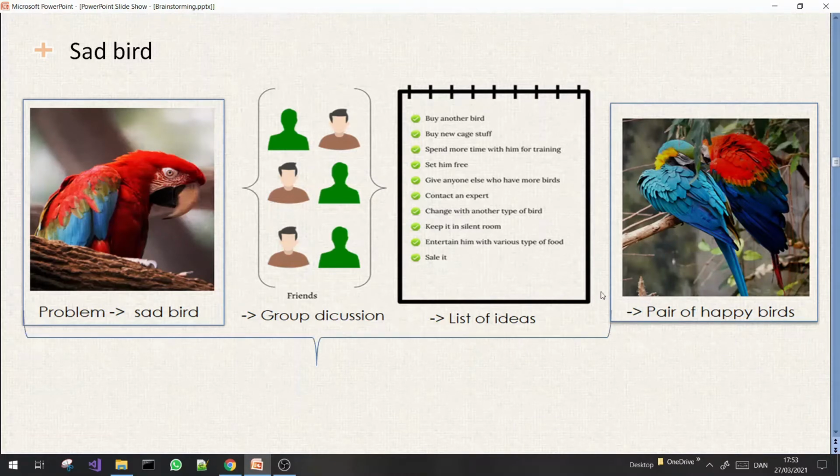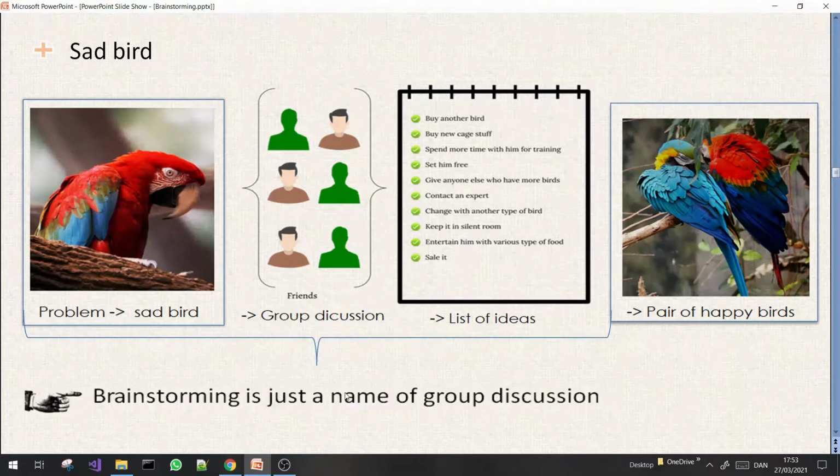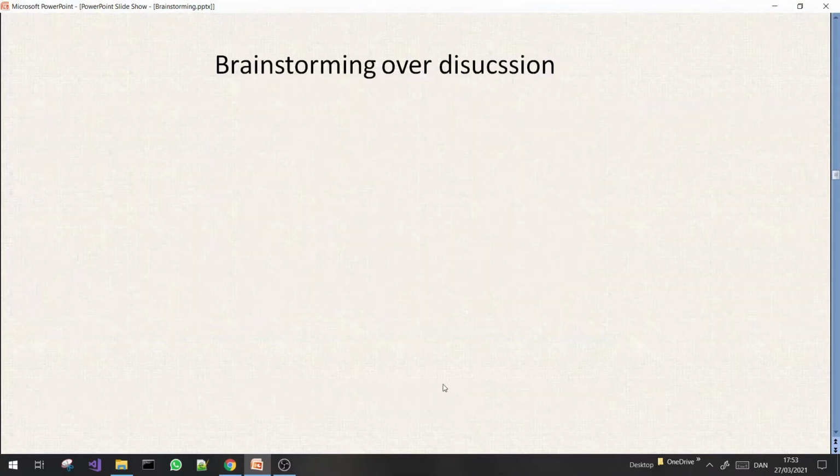However, if we look closely, what I did to get all these ideas was just have a group discussion. So we can say brainstorming is just a name for group discussion, a fancy name for group discussion. However, when we say brainstorming instead of discussion, we try to follow some guidelines.